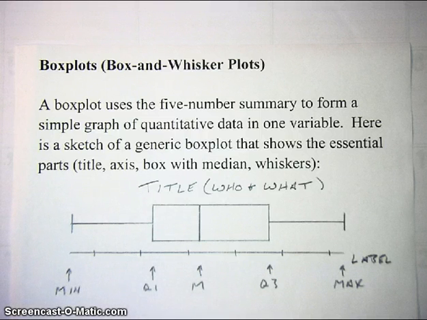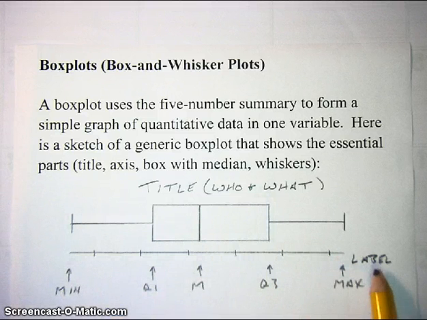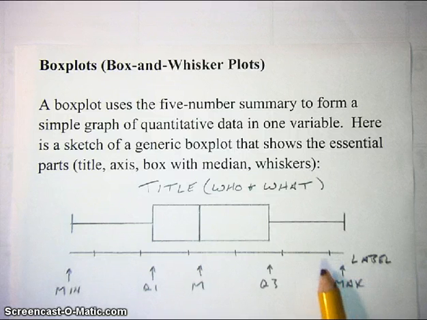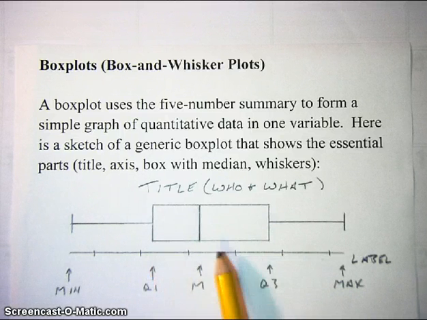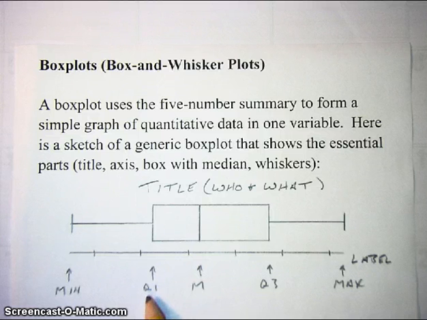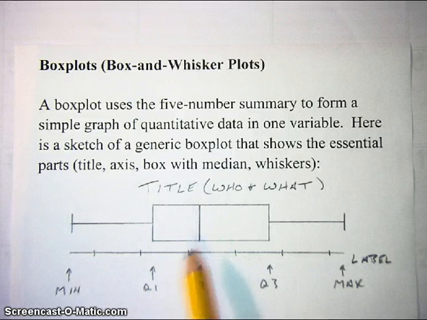A box plot contains a title. It has an axis with a label on it and a scale. Scale is usually uniform, but it could be logarithmic or some other format, but typically uniform. And then we have a box in the middle of the graph. It extends from the first quartile to the third quartile. The median is placed inside the box as a vertical segment like that.